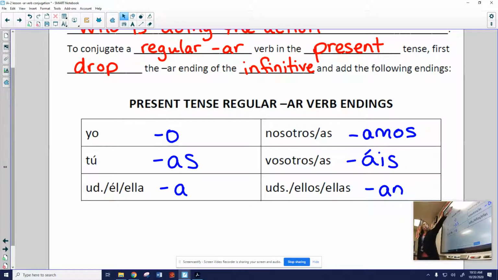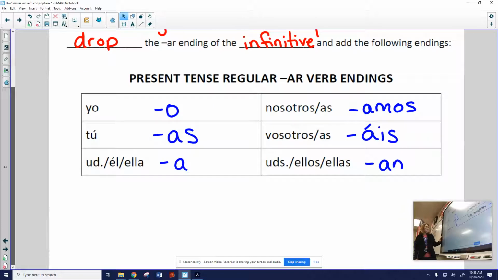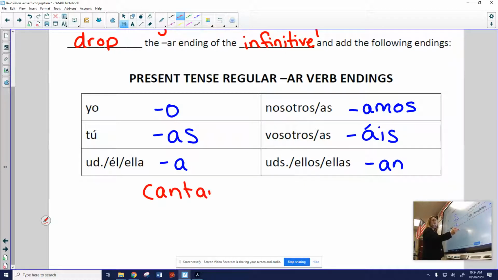So to conjugate a regular AR verb in the present tense, drop the AR from the infinitive verb and add the following endings. For example, if I wanted to say, I sing, the infinitive for to sing is cantar, but to specify I sing, or I usually sing, or I sing today, we would take off the AR ending and add the yo ending, which is canto.